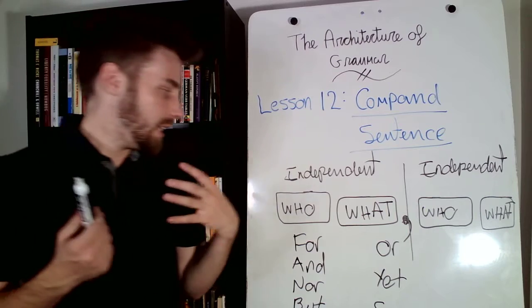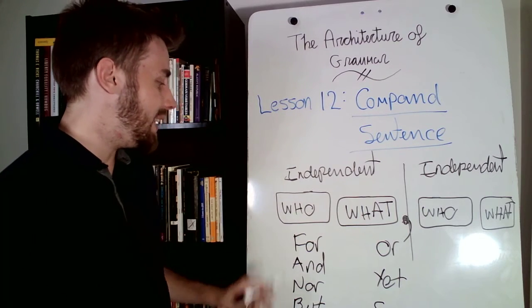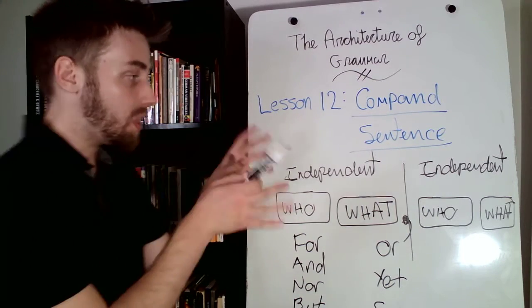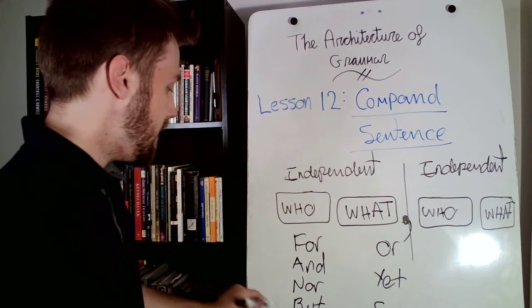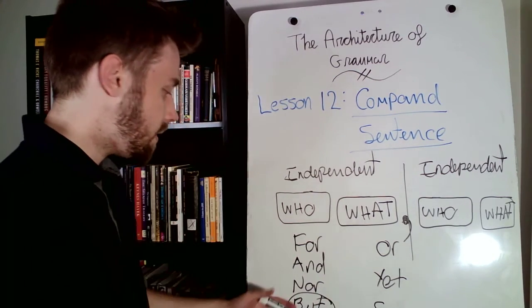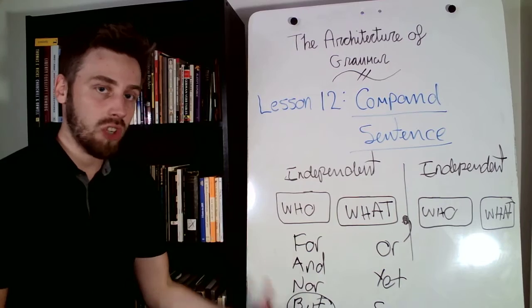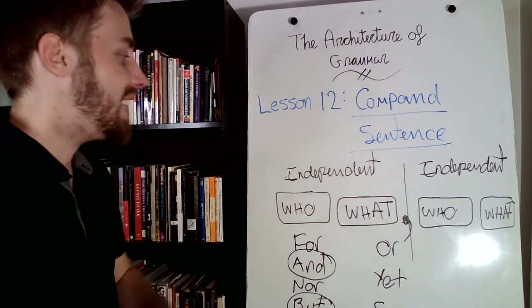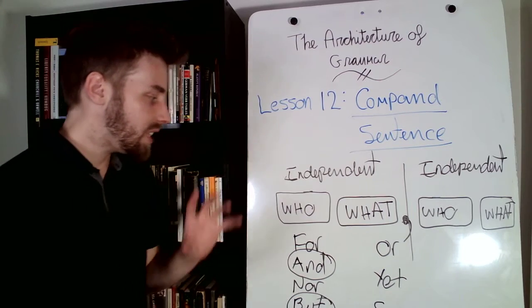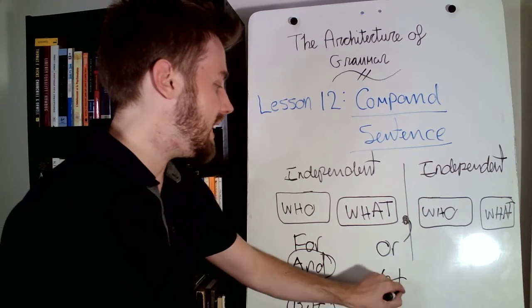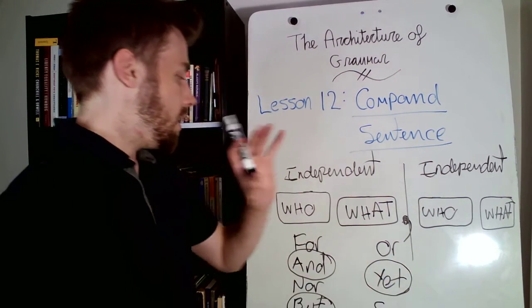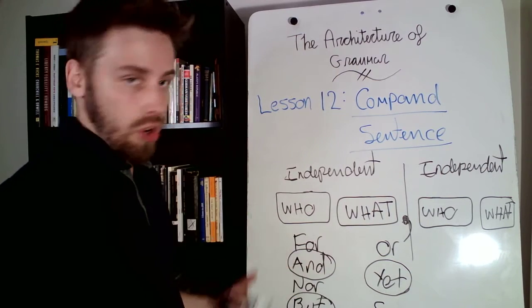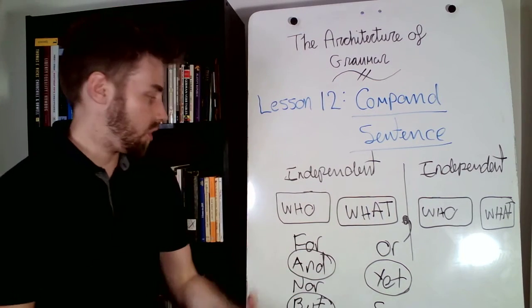And so these essentially indicate the relationship between these two independent clauses, because if I use but, it indicates a contrast, whereas if I use and, it indicates an addition. So these are very different. Now we have yet, which indicates a starker contrast, a more important contrast.